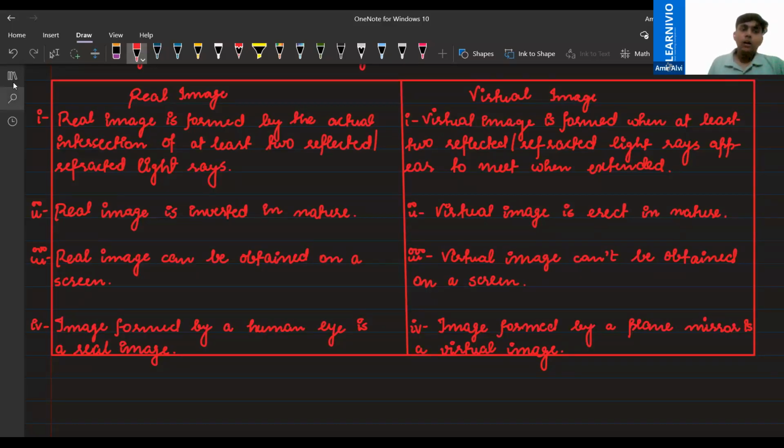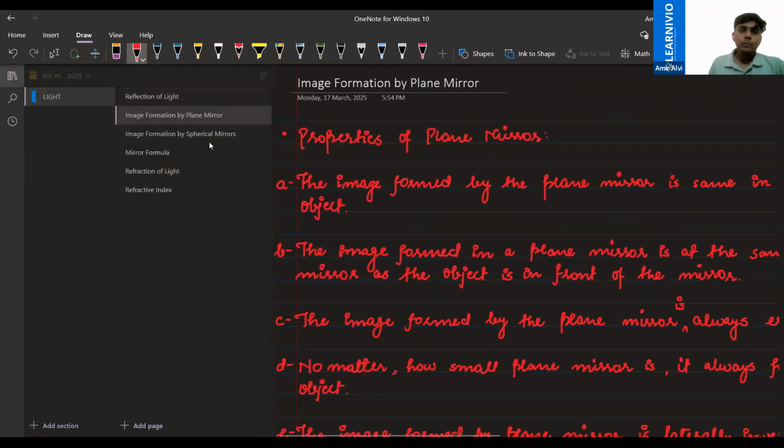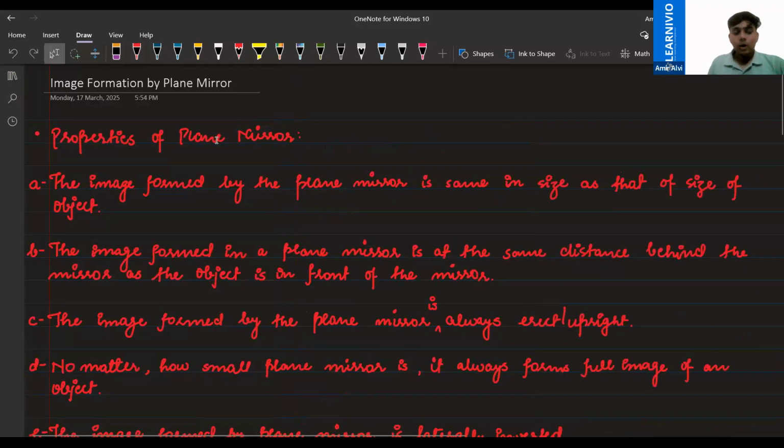Okay, now I'll show you the image formation of the plane mirror. First, let's discuss the properties of the plane mirror. You see this? The plane mirror property is that the image formed by the plane mirror is the same in size as the object.